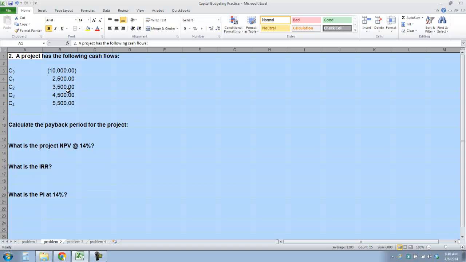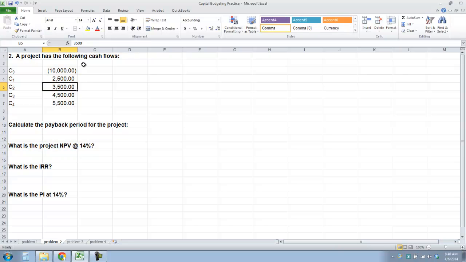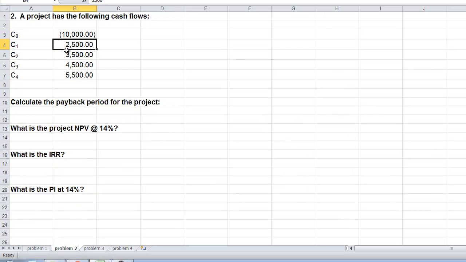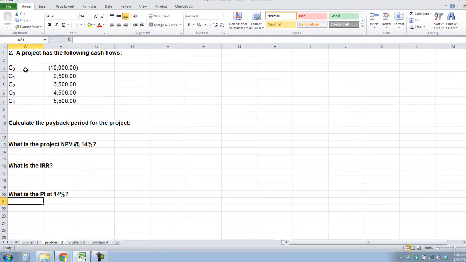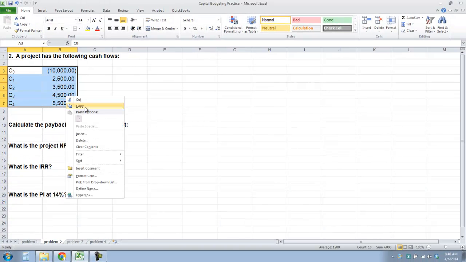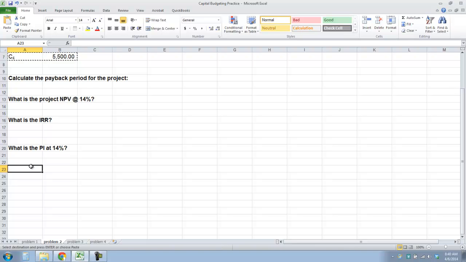Alright, moving on. The project below has a cash flow of an outlay of $10,000, then they get $2,500, $3,500, $4,500, and $5,500. Calculate the project's net present value at 14%, what's IRR, and what is PI at 14%. Alright, so I'm going to take this and I'm going to copy it and put it below.